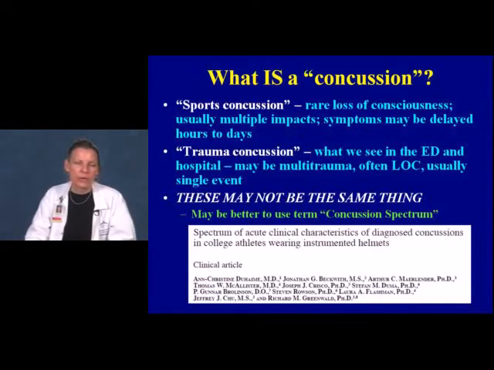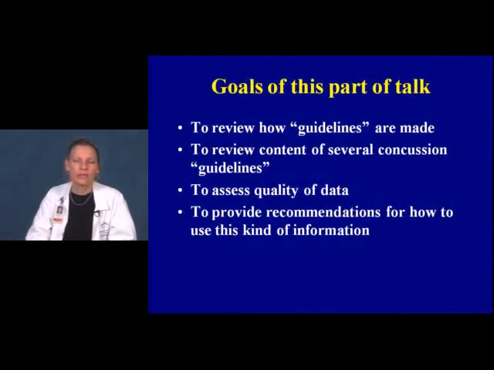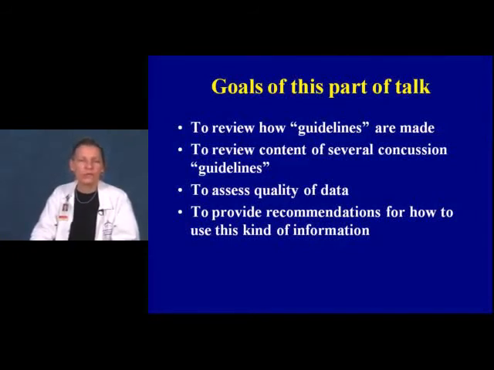This is why we have advocated for the use of the term concussion spectrum, just to get at the fact that people are using the terms differently and they may not be talking about the same thing. This is a research paper done from a cohort of athletes wearing instrumented helmets, and the trainers diagnosed concussion, and it became clear that it wasn't necessarily consistent how people were defining this term. So the goals of this part of the talk are to review how guidelines for management of any entity are made, but then we'll talk specifically about concussion guidelines. We'd like to talk about the quality of the data in these guidelines, and then finally provide recommendations for how to use this kind of information.